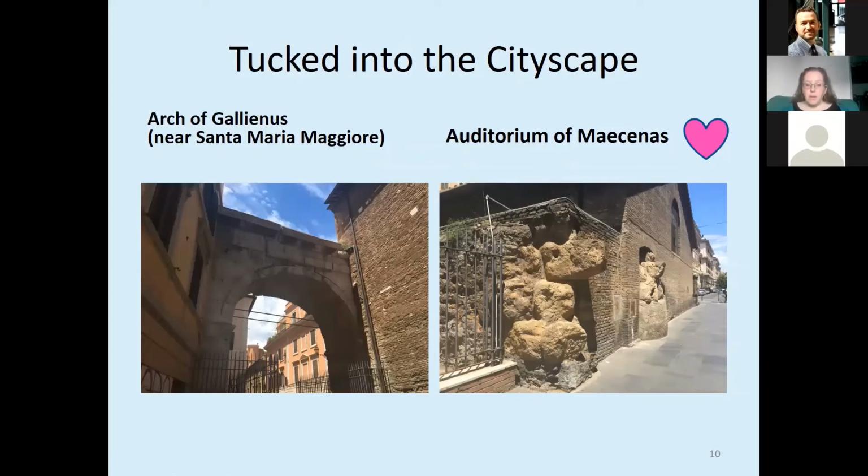The Auditorium of Maecenas has a chunk of the Serbian wall in it. And I put a big heart there because I love Maecenas. All just absorbed into later buildings. These are churches that have absorbed the arch. The Auditorium of Maecenas was originally probably about 1st century BCE. It's absorbed pieces of the walls.